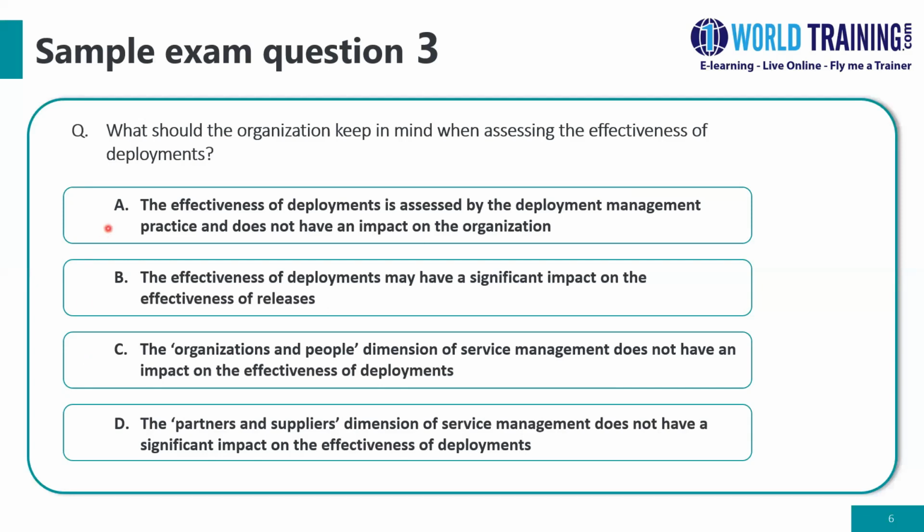Option A, the effectiveness being assessed by the deployment management practice and does not have an impact on the organization. That is strange because the impact on the organization can be significant. For example, any unauthorized change caused by manual, process, or technology errors can negatively impact the objectives and outcomes of the changes and releases, often significantly impacting the organization. I did not mention the word deployment, but deployments come within the scope of the change enablement practice. Meaning the change enablement triggers the deployment management, release management, and other practices.